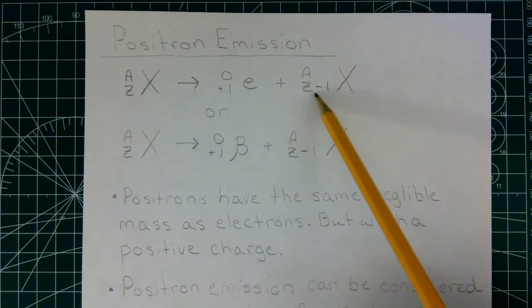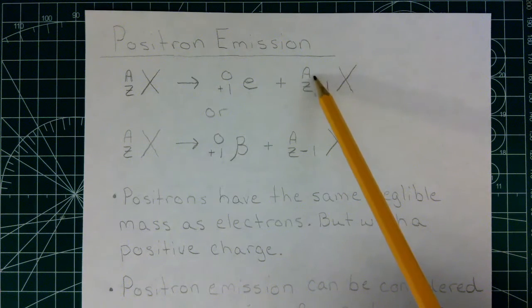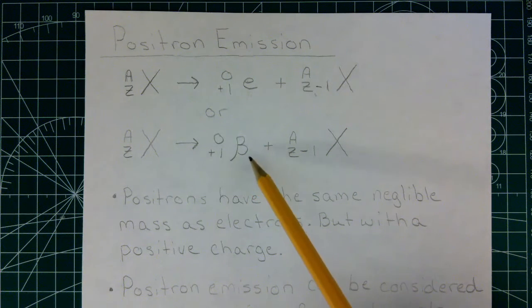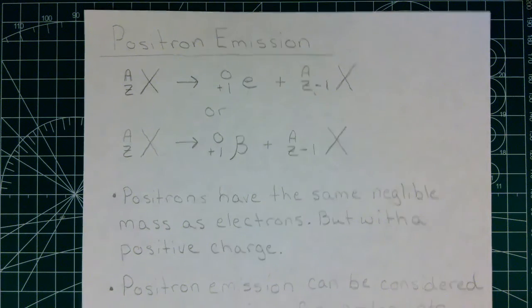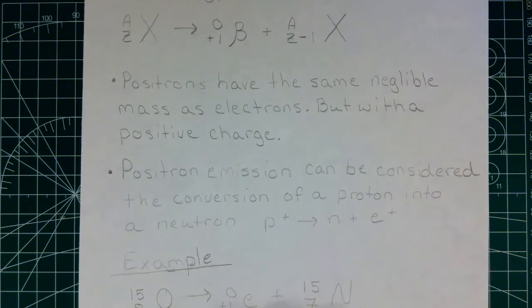And it is going to wind up decreasing the atomic number by 1, but maintaining the same mass number. And again, we might write this using this capital beta here to indicate that it doesn't have a mass value that it's going to be associated with it.